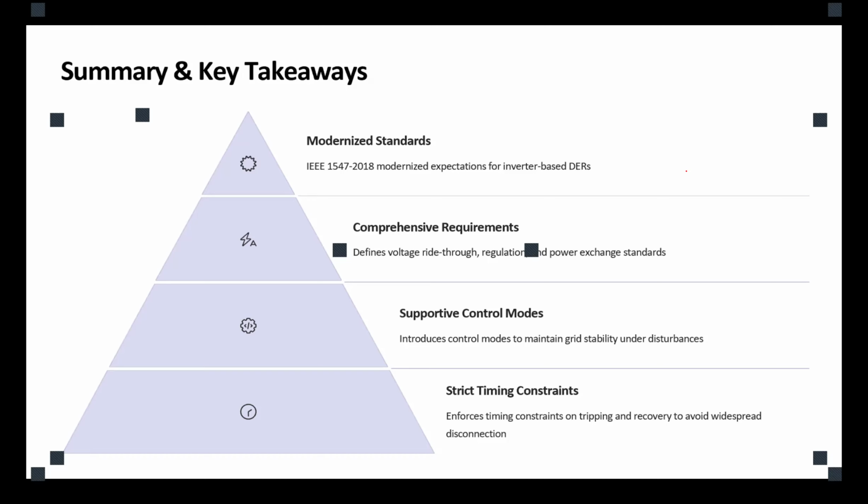Now, that being said, I also posted several videos on the Canvas page for you to get another perspective, another description of fault ride-through.